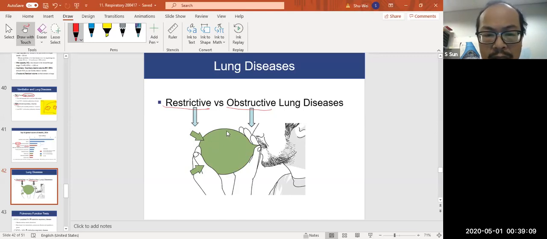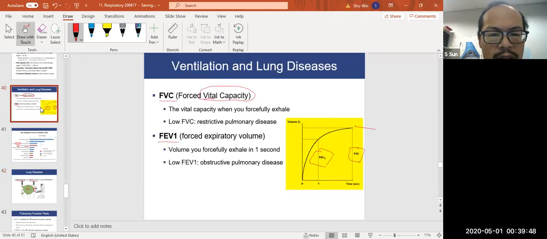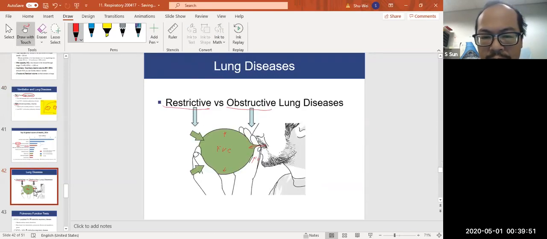When we talk about obstructive, basically here is the lung, right? And here is the capacity. The larger capacity is called forced vital capacity, FVC. And when we blow, this is the airway. So here is the trachea and bronchi, the air going out or in. So going in this direction, the speed at which it can go in or out can be quantified as the FEV1.